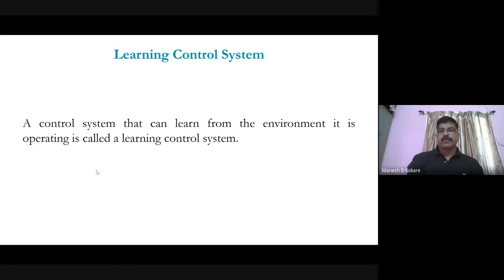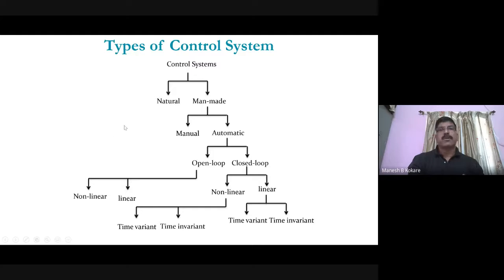So if you see the types of control system overall, in what way have we studied them? Initially we studied the difference of control systems. First one is the natural control system; a human being is the example of a natural control system. All other systems which are designed by humans or engineers are man-made control systems. These man-made control systems are further classified into manual control system or automatic control system.